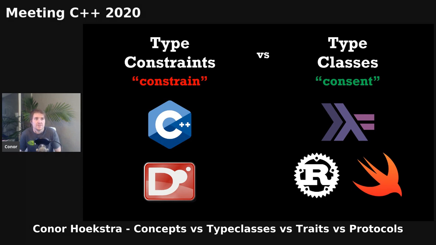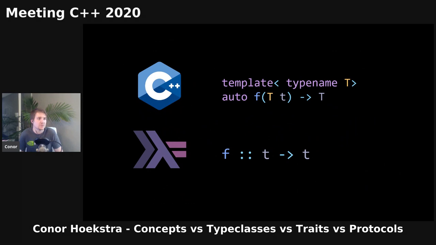And to highlight this even further, let's take a look at a function that takes a generic type T and returns a generic type T. We'll take a look at C++ and Haskell, and this is how you would write those functions in each of the languages. For C++, we have template typename T, a function F that takes a single argument T and returns a T. And Haskell is the same thing here. It's a lot more terse though. We have our function F that takes a single T and returns a single T.